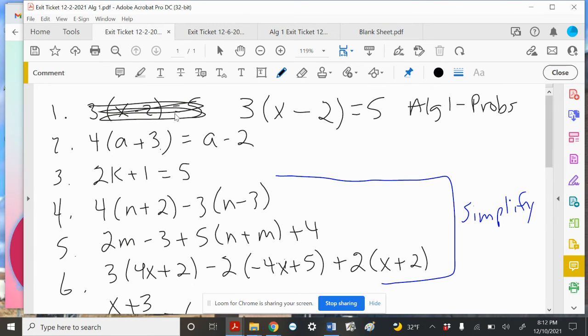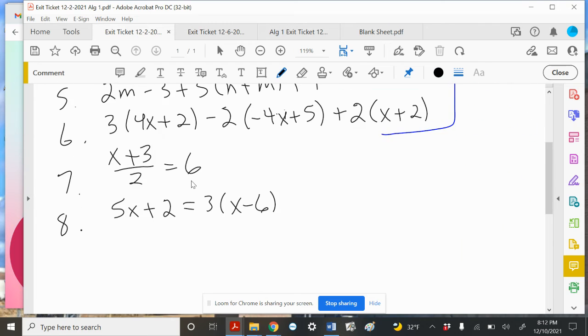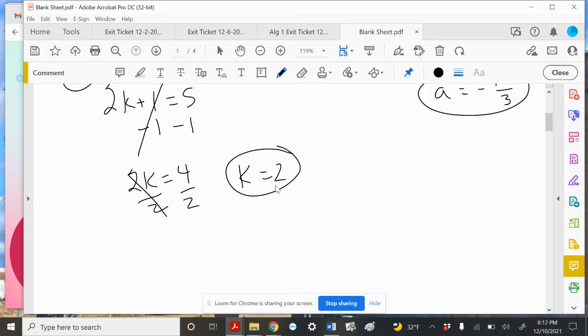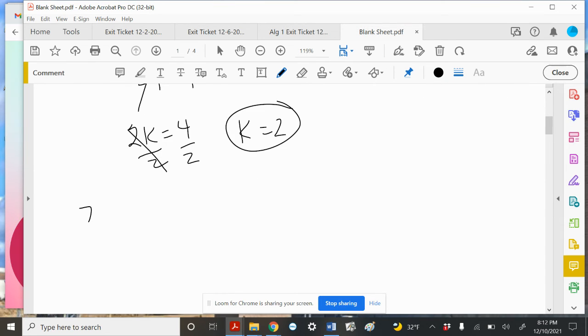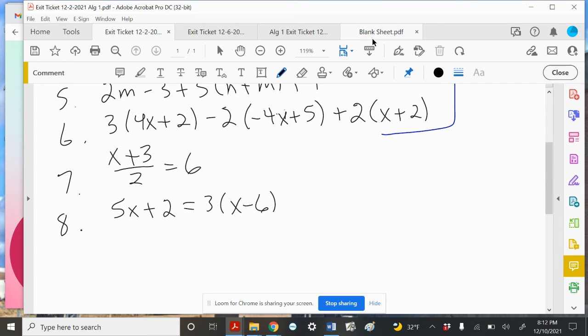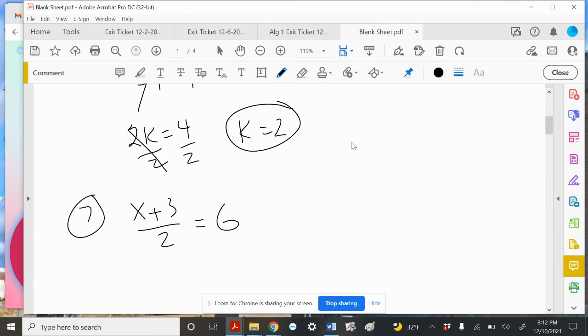And now, since I did them in the opposite order, I'm going to go ahead and continue with the equal sign. So let's do number 7 next. So x plus 3 over 2 equals 6. Let me just verify that that was the problem. Yep. And so notice that I'm dividing the whole thing by 2.